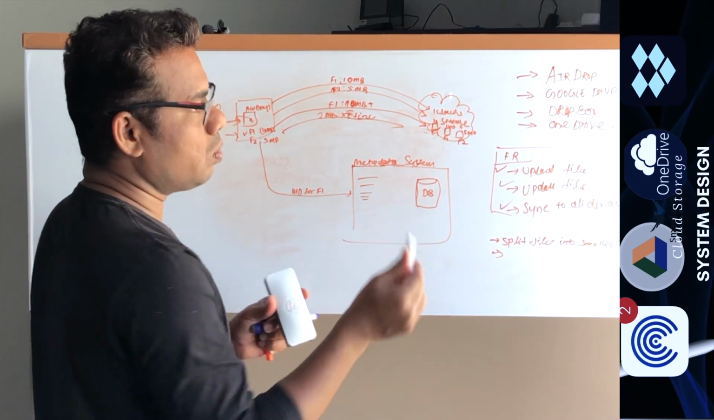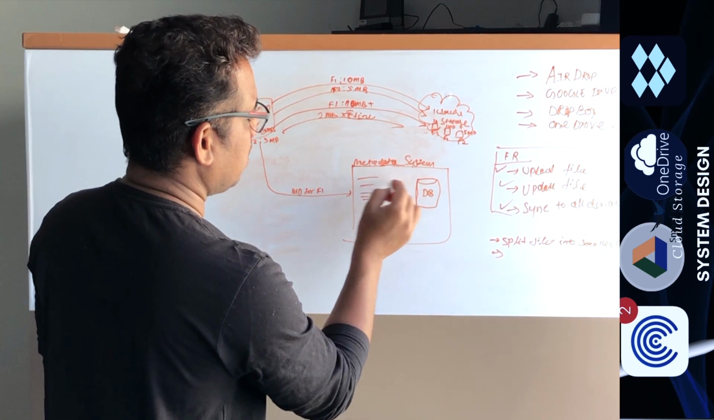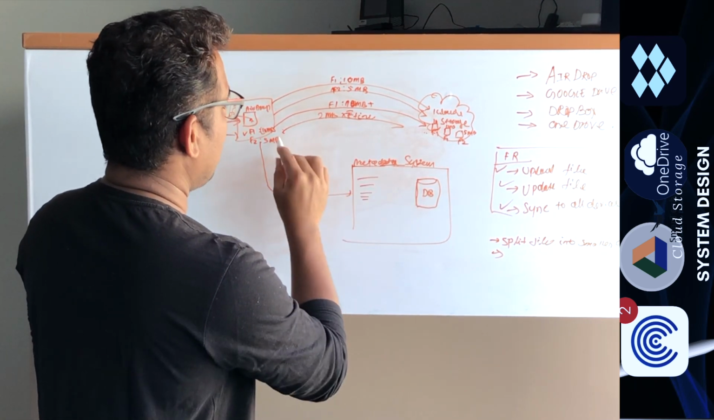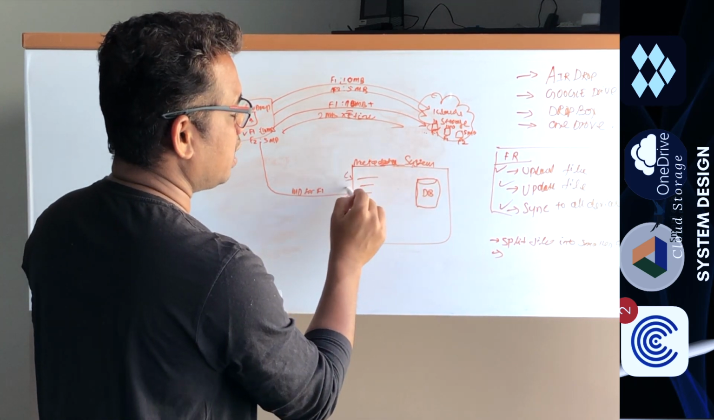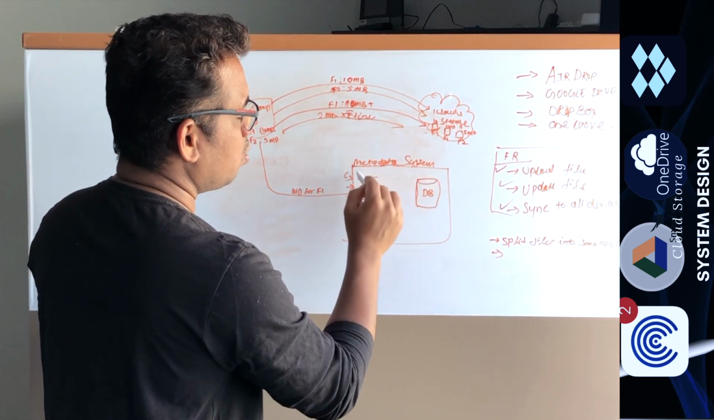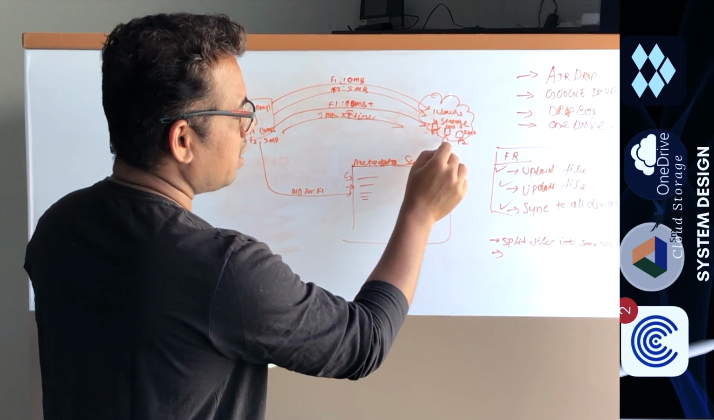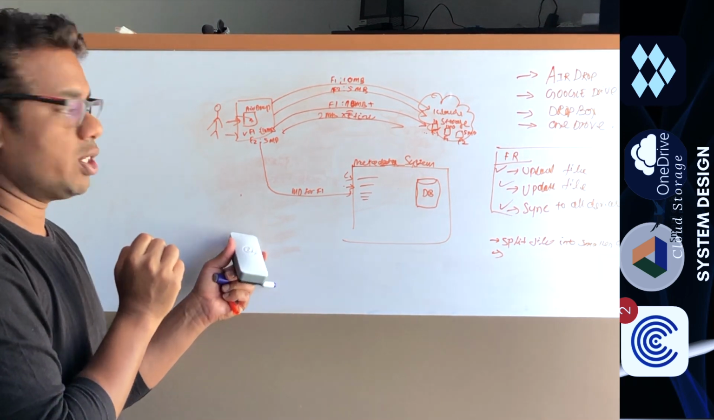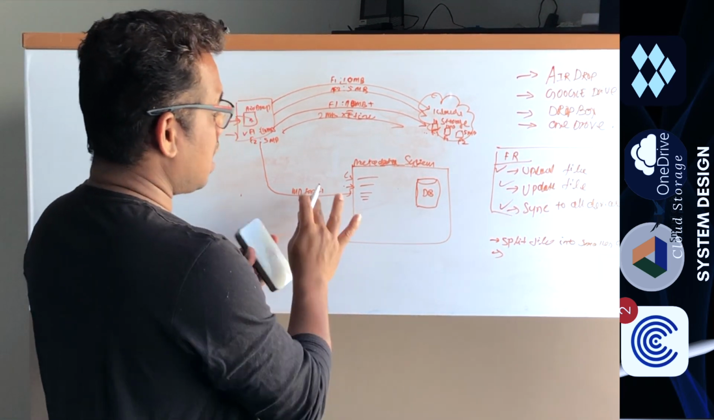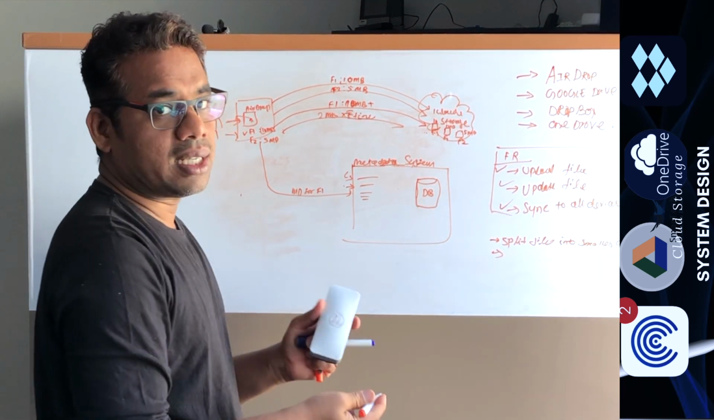Whenever it's going to download, it will first check which file the user is trying to download, and what split information is available. It will gather all that split information, combine the file, and download it to the user's machine. So that's how we can manage the metadata system.